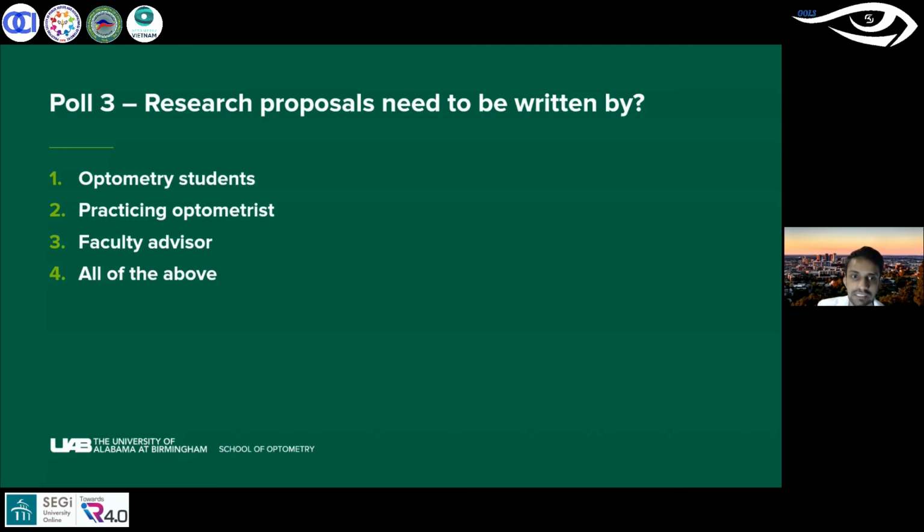Yes, basically any or all of the above should or need to write research proposals, depending on who is taking charge of the research. Optometry students, of course, we believe that we should be the first ones in the line of fire, because that's what we tend to do when we start. Anyone who wants to conduct research can write research proposals. And if you are doing the research and you are the main person in charge, then you have to be the one writing it.